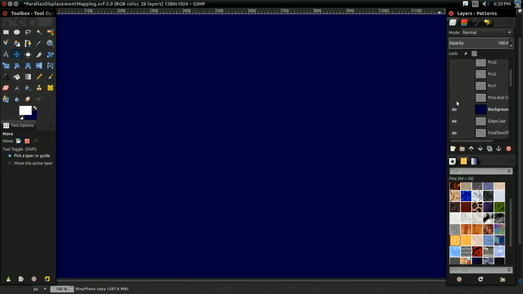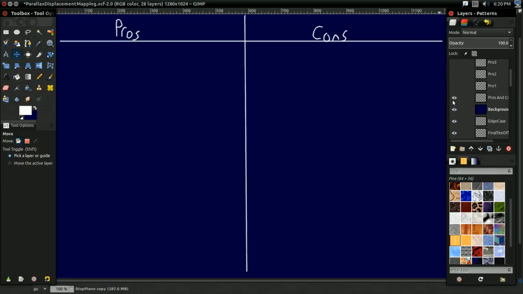So, in conclusion, let's look at some of the pros and cons of this technique. This is, all in all, a pretty good approximation of displacement mapping. It's not perfect, but even taking into account its shortcomings, it's still pretty good.